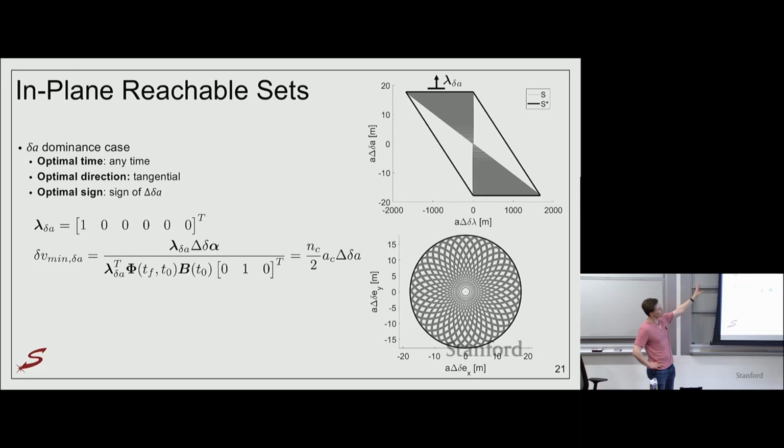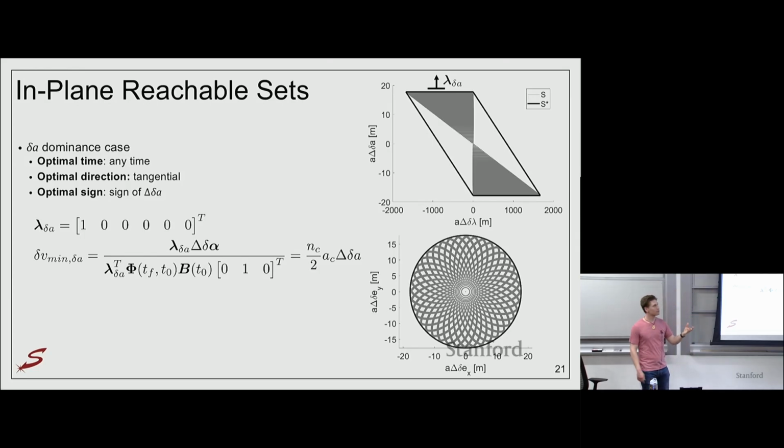For the delta A dominance case, I have it omitted here, but it's both the horizontal part of the parallelogram on the top and the bottom. You can see that the set S, all the maneuver samples, completely share that boundary with the boundary of the convex hull, which means that an optimal maneuver can occur at any time throughout the control window. There's no gaps there.